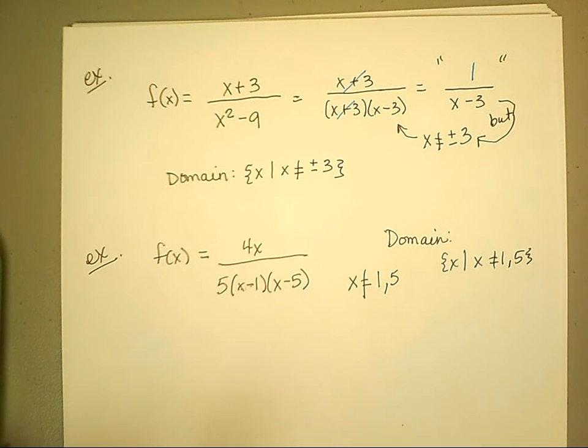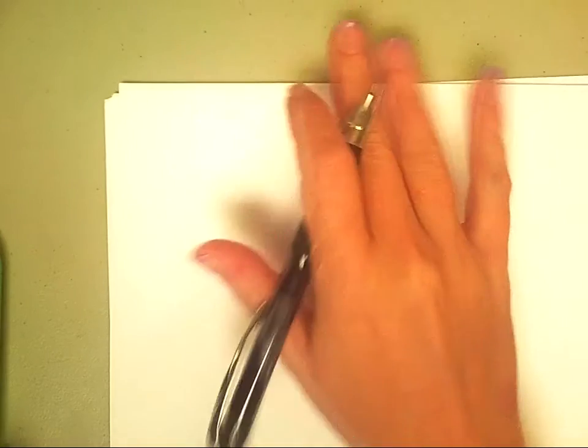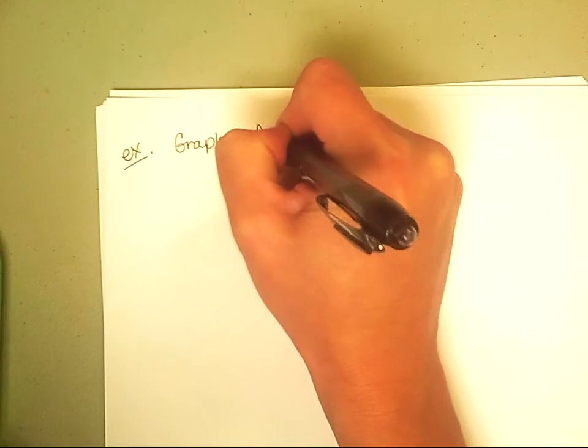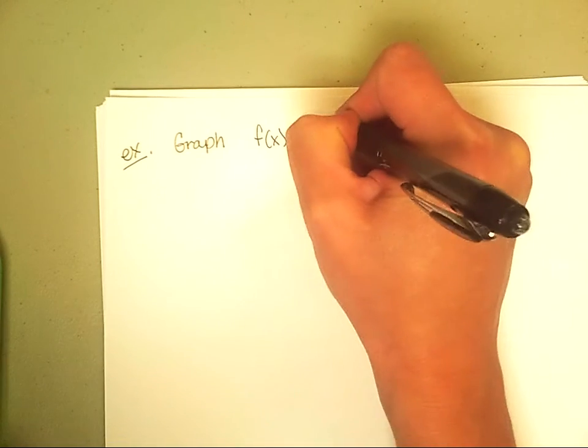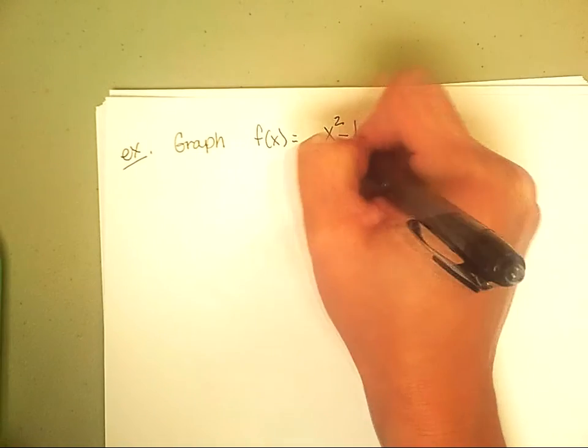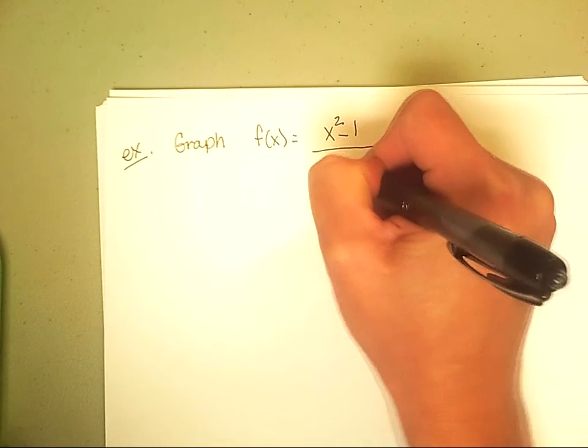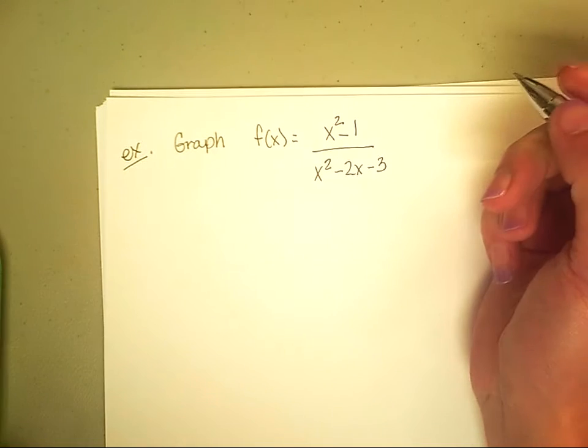So let's look at an example of how we're actually going to graph these things. Say, for example, we had to graph a function that's equal to x squared minus 1 over x squared minus 2x minus 3.